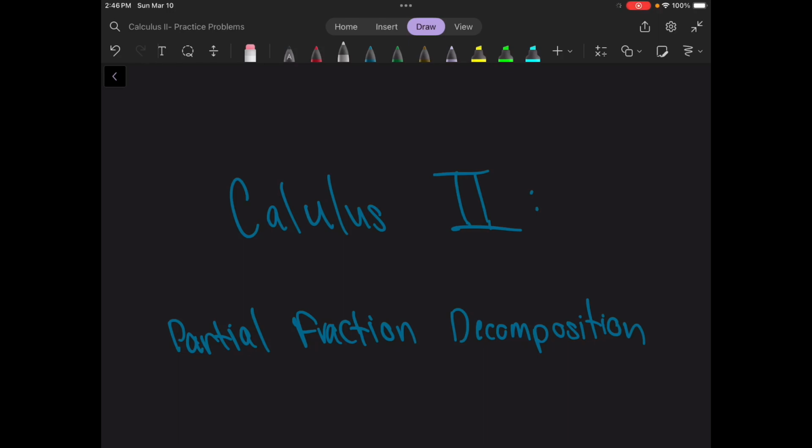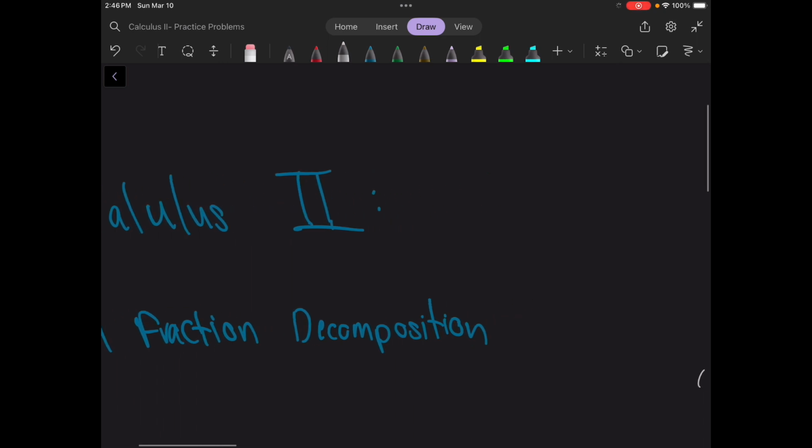Welcome back to Calculus 2 practice problems. Today we're doing partial fractions decomposition. So we learned this in pre-calc, right?